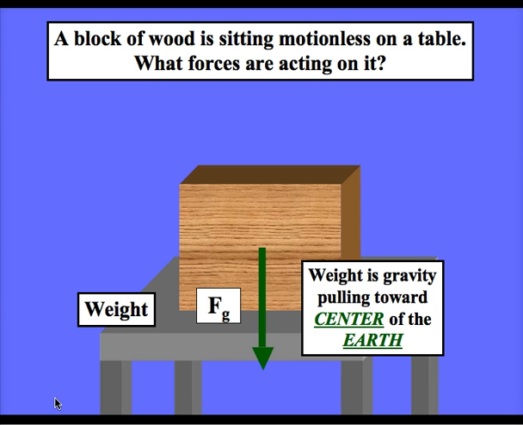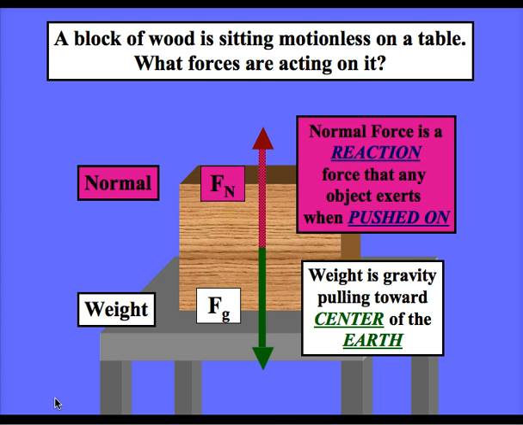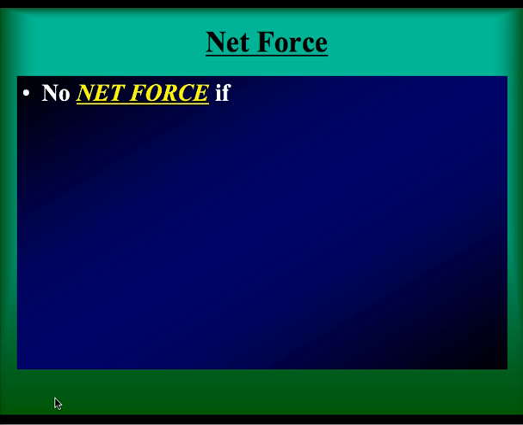But there's another force. The weight is gravity pulling towards the center of the earth. The other force acting on it is something we call the normal force. That's the reaction force that the table exerts on the object when it's pushed upon. So those combinations of forces are balanced if it's motionless. If there's no net force, if an object is motionless, the forces are balanced.